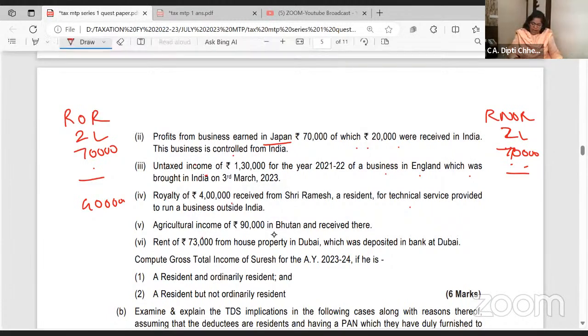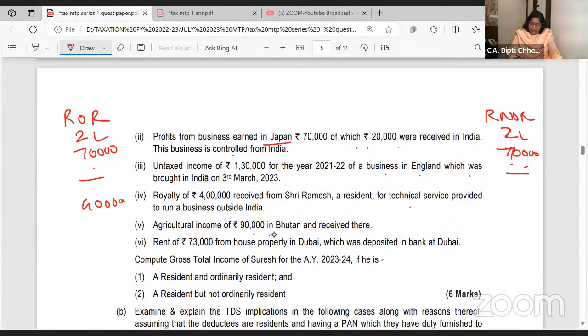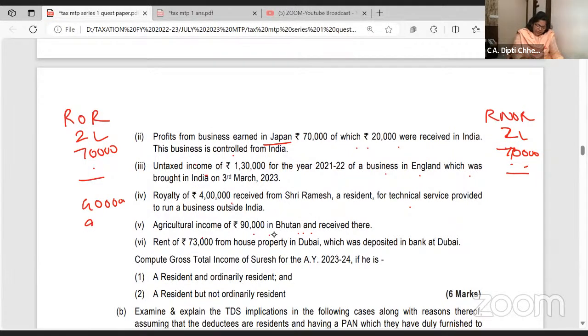Okay? Now, agricultural income 90,000 in Bhutan, but received in India. So agricultural income outside is taxable for this person, not for this. Why? Because this agricultural income is accrued in Bhutan, received in Bhutan. Then why for him it will be taxable, not taxable? Because he's a resident, but not ordinary resident.